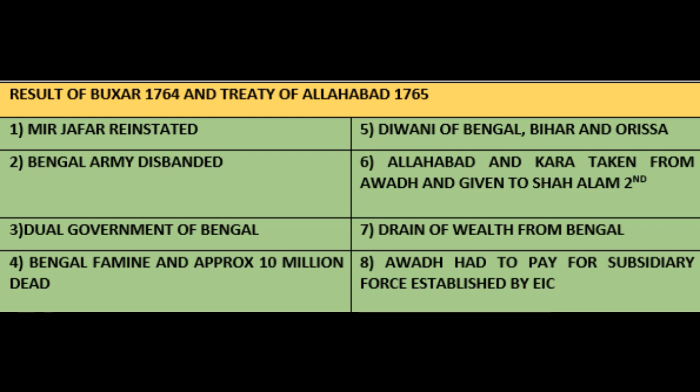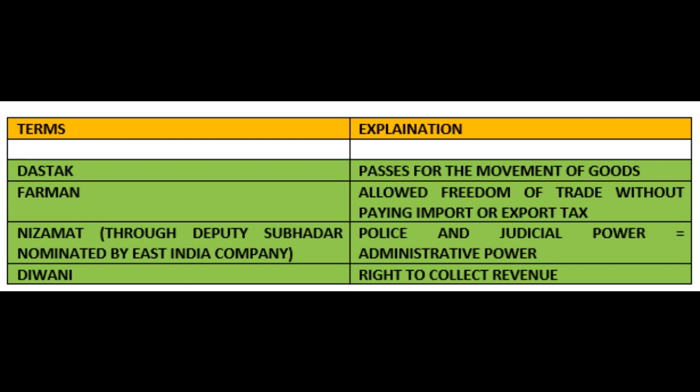Number 3. From Shah Alam II, East India Company got Diwani, the right to collect revenue of Bengal, Bihar and Orissa, and in return Shah Alam II got Kara and Allahabad, which was taken from Awadh. To clarify things, Number 1. As Diwan, East India Company got the right to all revenue collected. Number 2. East India Company's right to nominate the Deputy Subadar meant that it could control the Nizamat, which encompasses police and judicial power. This was known as the dual government or the double government of Bengal.